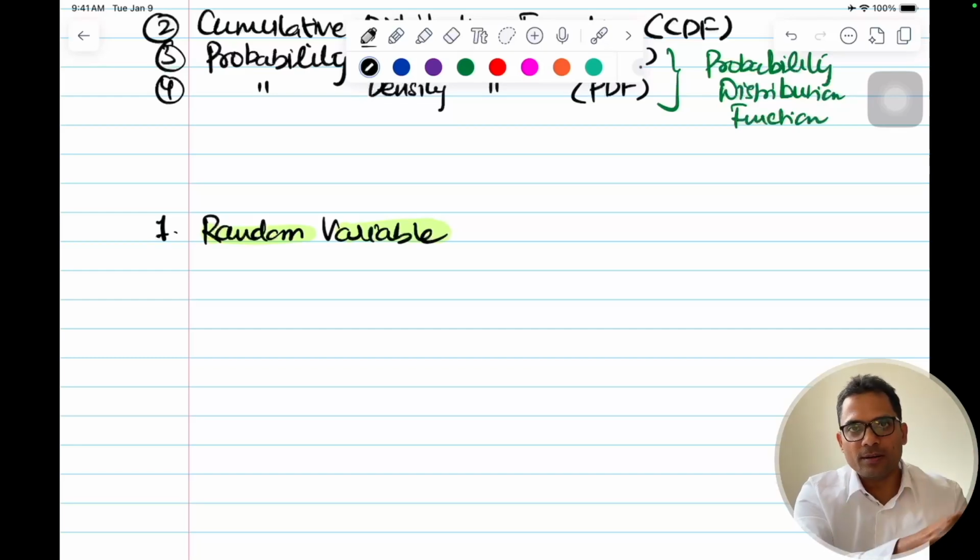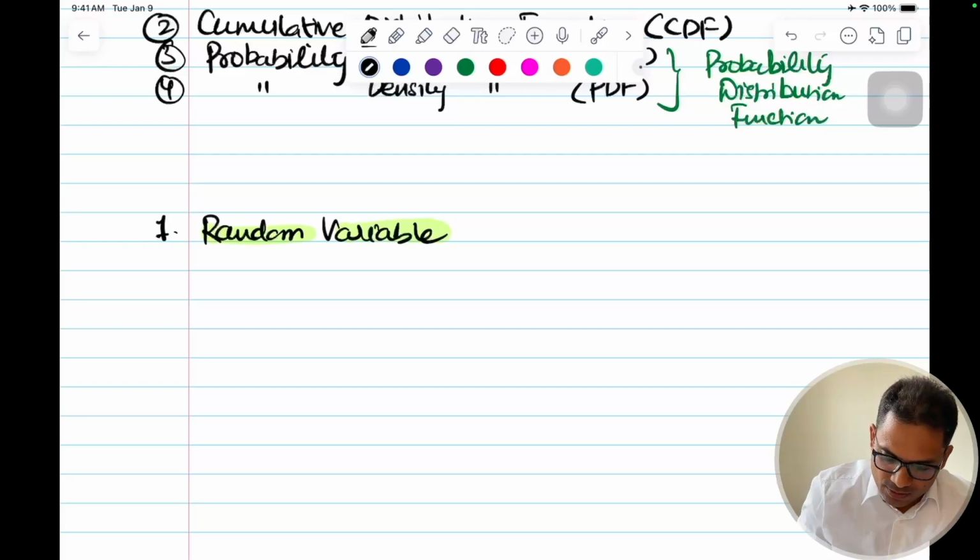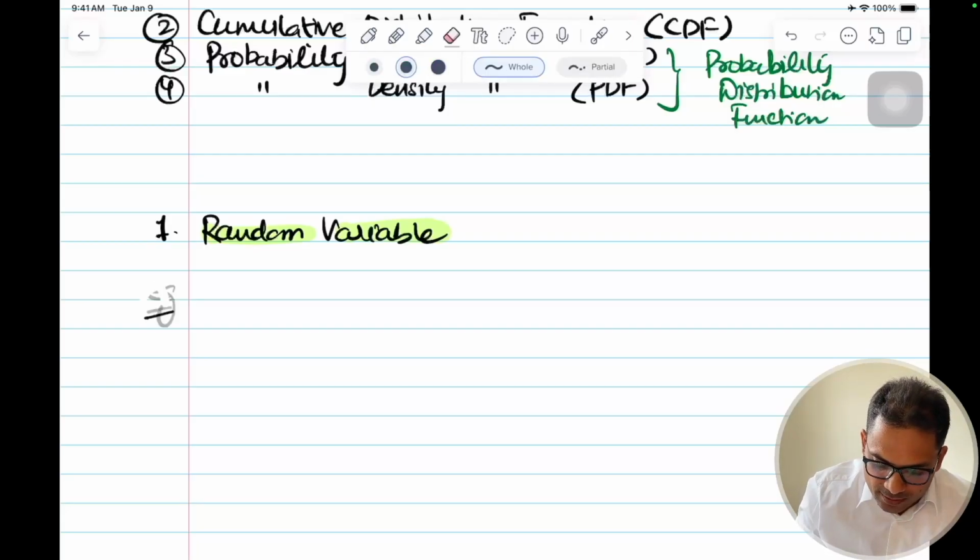We can model a real world problem as a mathematical problem, and the random variable is the tool, a function which converts those outcomes to a real number. For example, I'll give you an example. First, let me write the definition for you.